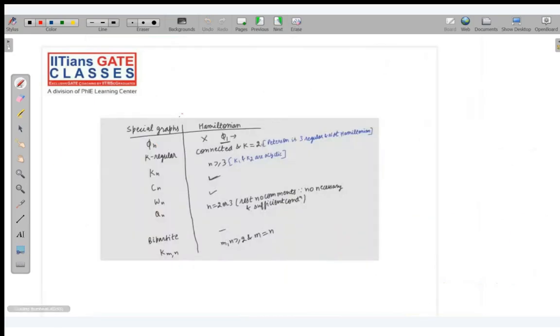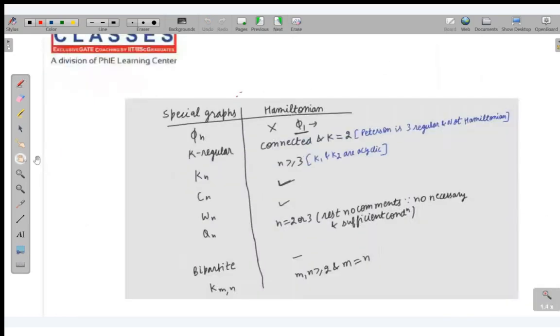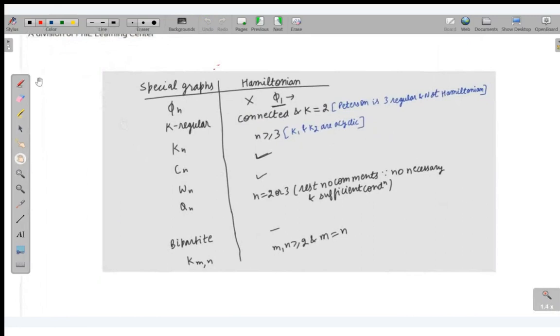Here I have shown you some examples of what is Hamiltonian or not. The null graph phi of n is never Hamiltonian, but only phi 1 is Hamiltonian, because you have to cover all the vertices, and trivially you have covered it. The rest are not Hamiltonian because they are not connected. Phi 2 is not connected, so from here how will you reach here? No way out. For a k-regular graph, it should be connected and k equal to 2.